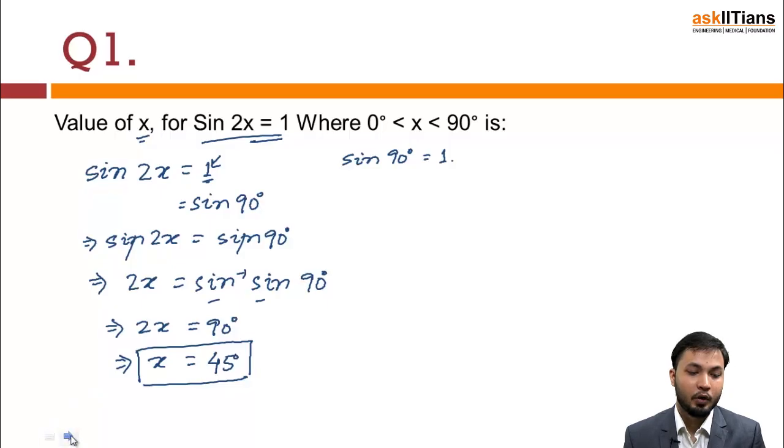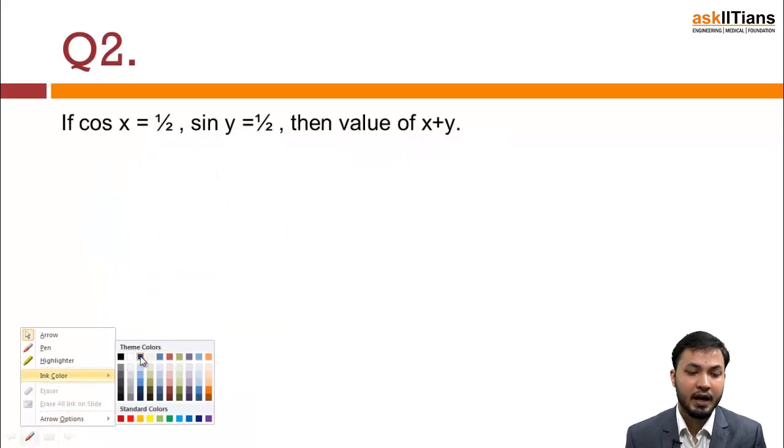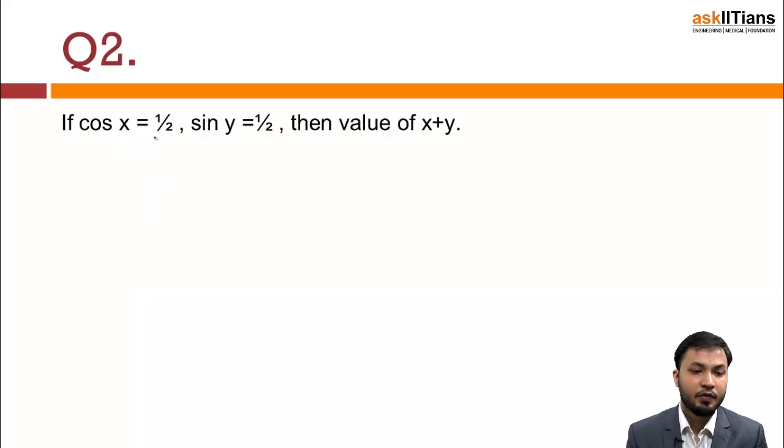Alright, now moving on to the next question. In the next question I have, if cos x is equal to 1 by 2 and sin y is equal to 1 by 2, then I need to find the value of x plus y. Now this question is the next level of the previous question. Alright, so in this case I need to know what are the values of cos x for which I get half and sin y for which I get half.